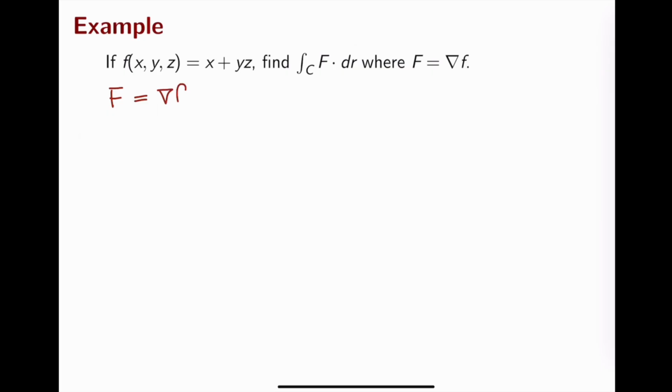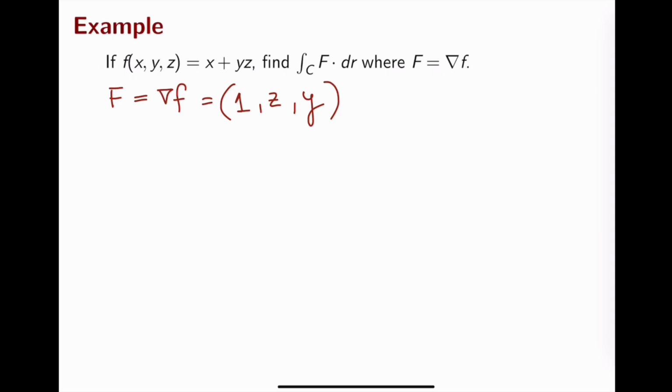The vector field F is the gradient of f. f is this function, so the gradient is going to be: the derivative with respect to x here is just 1. The derivative with respect to y, here will be 0, and here the derivative with respect to y will be just z. And the derivative with respect to z is going to be 0 and y. So this is the gradient of small f, and this is then capital F, right? This is the vector field for which we want to calculate the line integral.